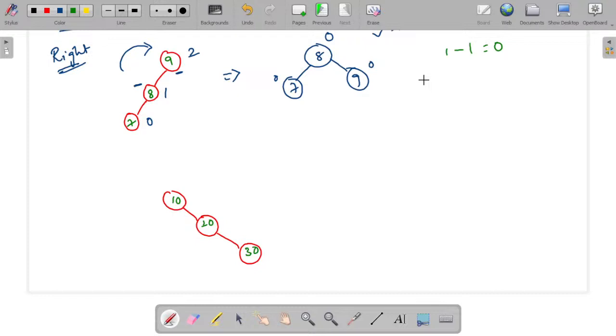So we are going to perform a left rotation. Awesome. As you have told me, I have to consider something called left rotation. Why we consider left rotation is this: first we have to compute the balance factors.